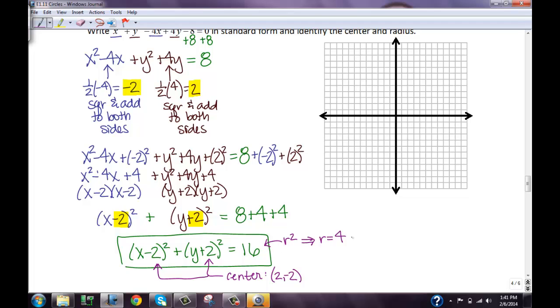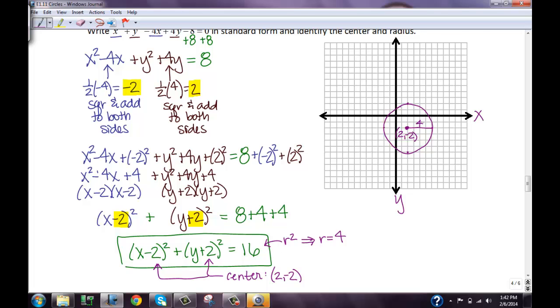So from my equation, I got my center and my radius, so now I can graph it. I'm going to go out 2 on my x-axis and then down 2 on my y. There's my center, and then my radius is 4. So I'm going to go out 4 units in each direction from my center. And then all I have to do is connect my dots to get my circle. Okay, and I'm going to go ahead and label it. Here my center was 2, -2, and my radius was 4.